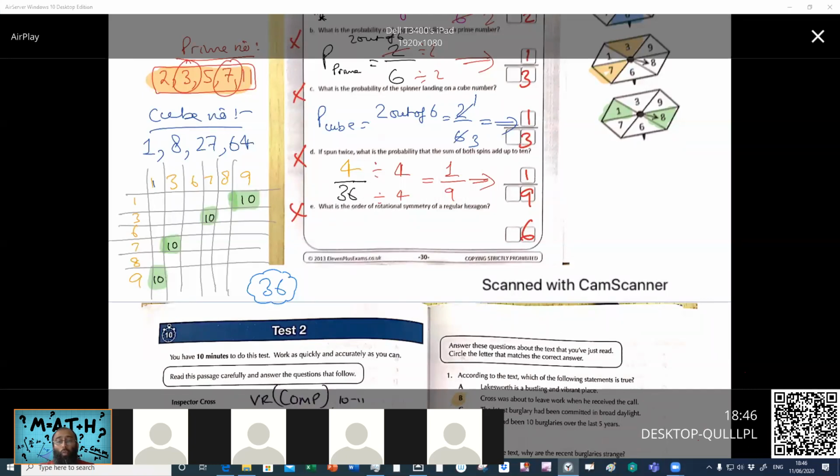Done. What is the order of rotational symmetry of a regular hexagon? And the key words are regular and hexagon. How many sides does a hexagon have? 6 sides. And if it's regular, that means every single side is the same length. So that means it will have 6 rotational symmetry, which is the same as the number of sides it has. So you can turn the shape 6 times in one complete turn before it becomes back to its original shape. Okay?